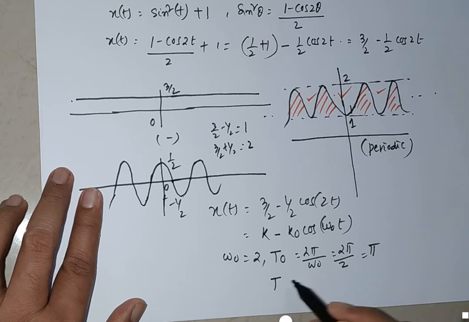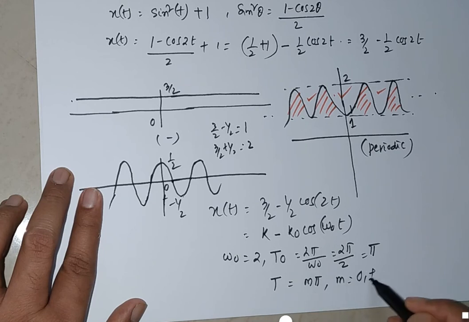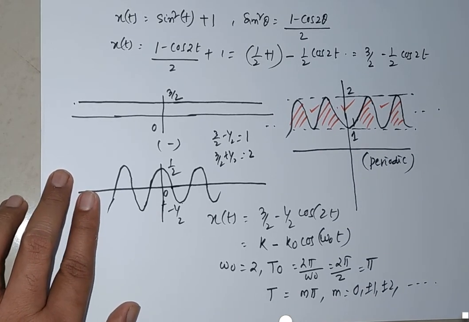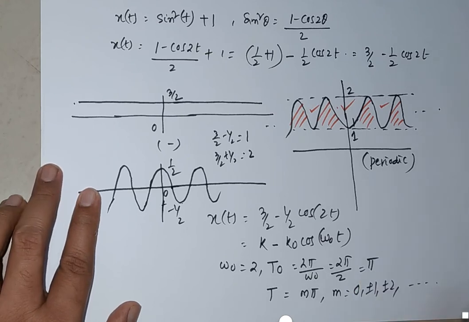And if you want to find the period of the signal T, then it is m multiplied by pi, where m is 0, plus or minus 1, plus or minus 2. You can take it like this. Okay, I hope you people understand. This is the basic problem of a periodic signal.